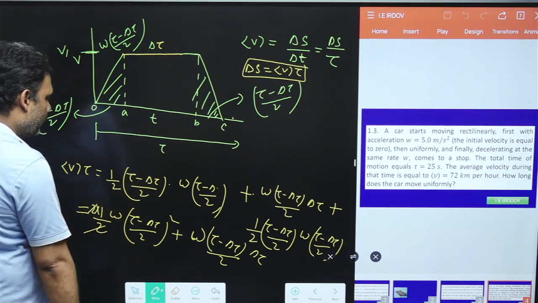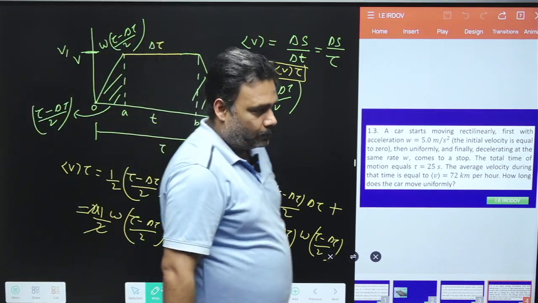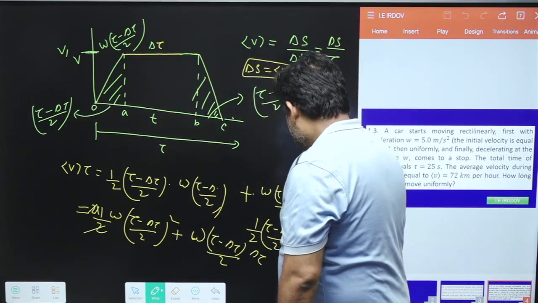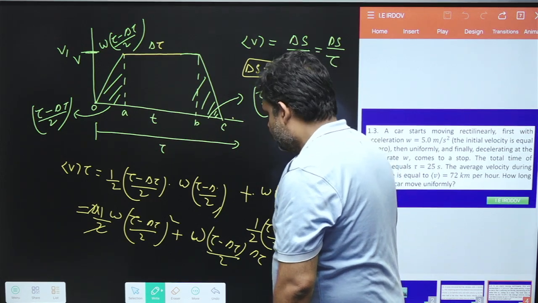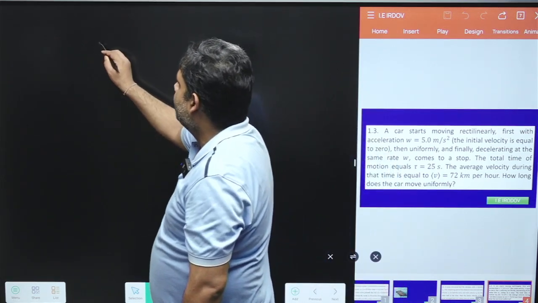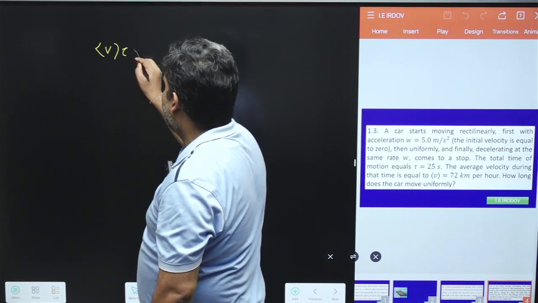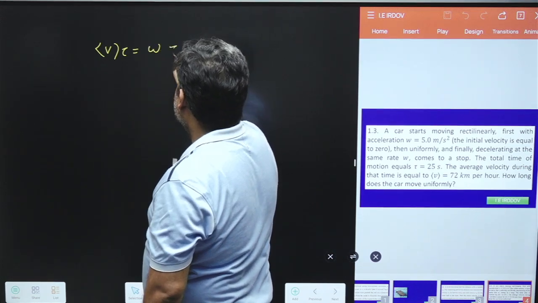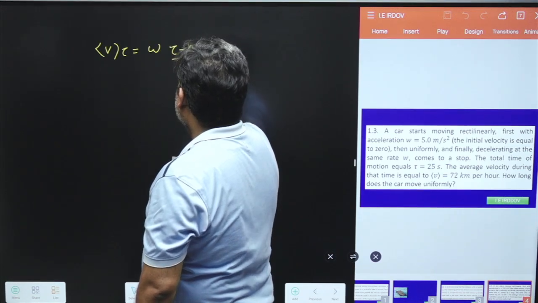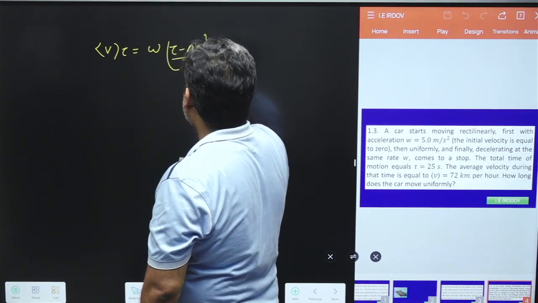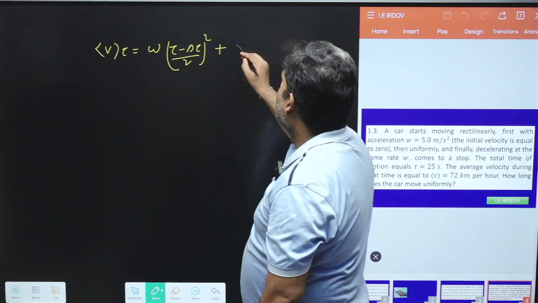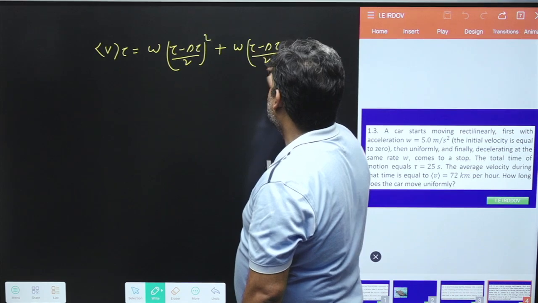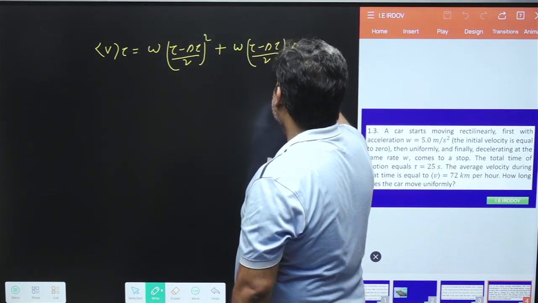So what will happen? This 2 is cancelled, and now we have to solve this particular equation. We can easily solve it. This is not a very big deal. So let's go to solving this. What is the final thing? We have v into tau is equal to w into tau minus delta t by 2 whole square, plus w into tau minus delta t by 2 into delta t.